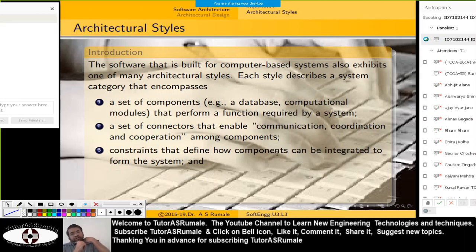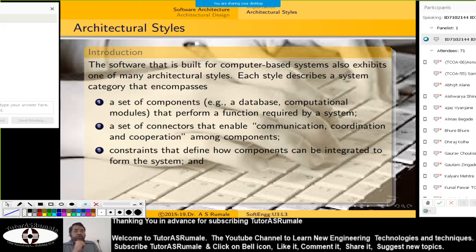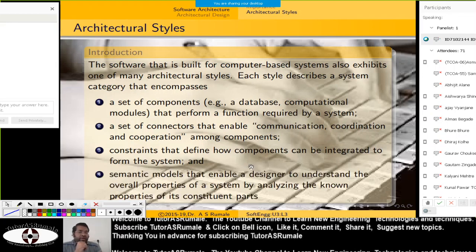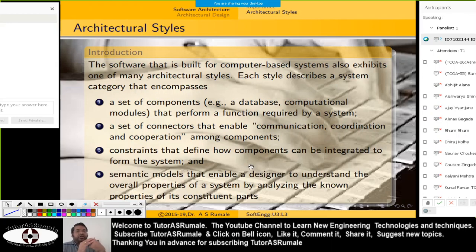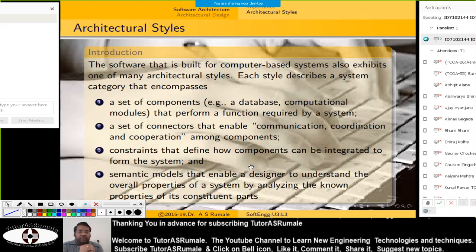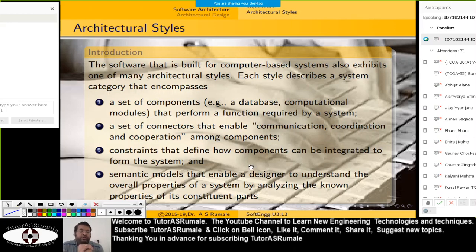Then you have the constraints that define how components can be integrated to form the system. And there are semantic models that enable a designer to understand the overall properties of a system by analyzing the known properties of its constituent parts.